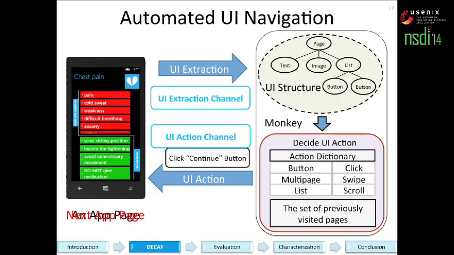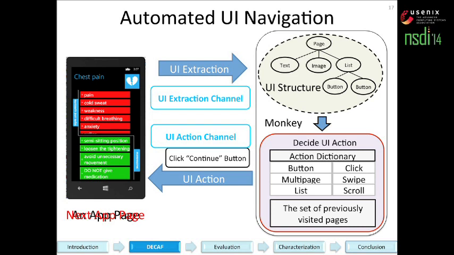So the monkey interacts with the app through two channels. First is the UI extraction channel, and second is a UI action channel. The UI extraction channel is for extracting UI elements and their layout in the current page of an app. As you may see, it is shown as a UI structure tree in the page. And this is how we represent a page in our system.